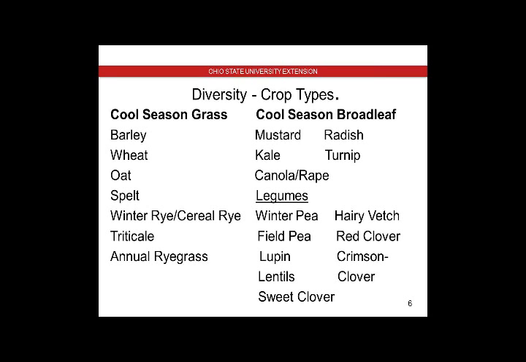Then we have the red clovers, which do quite well where we have a lot of moisture. The lupins and the lentils are starting to become more popular. Some of these we can actually plant in the spring before we plant another crop. And then we have the crimson clover and the sweet clovers. All these make very good nitrogen.